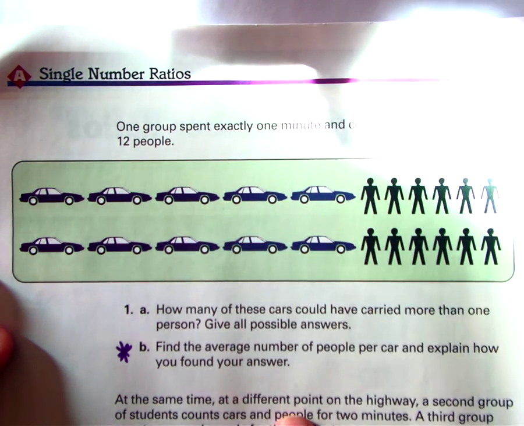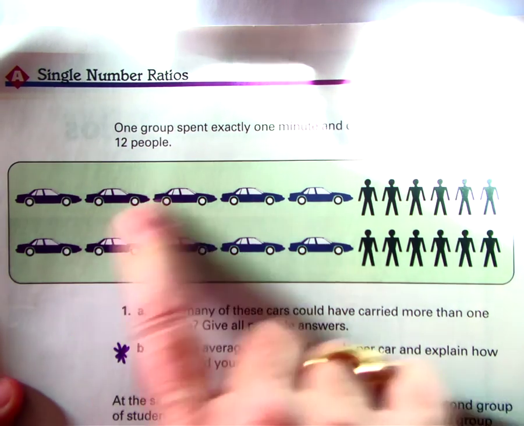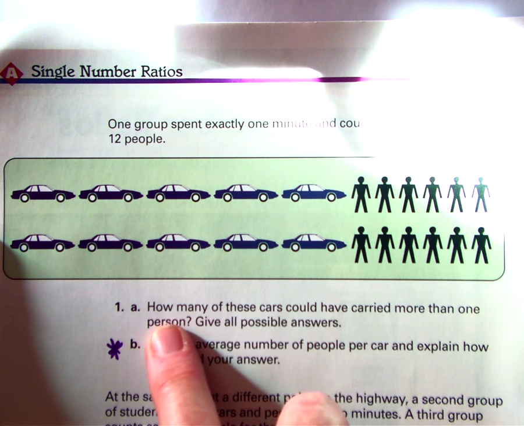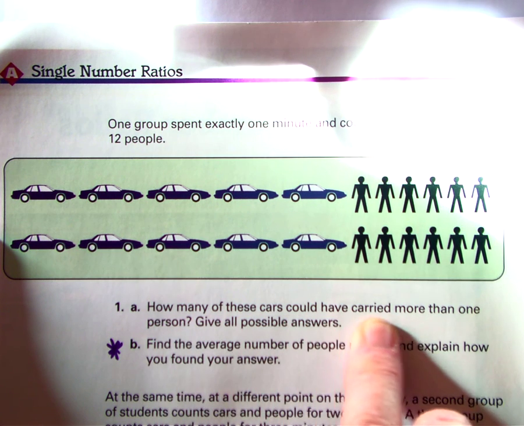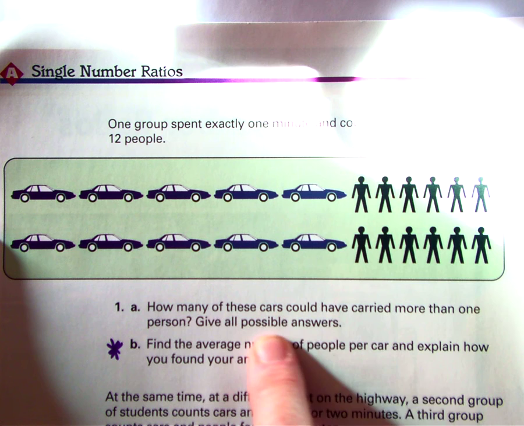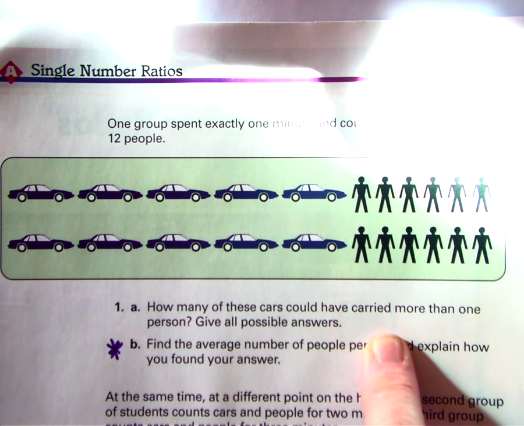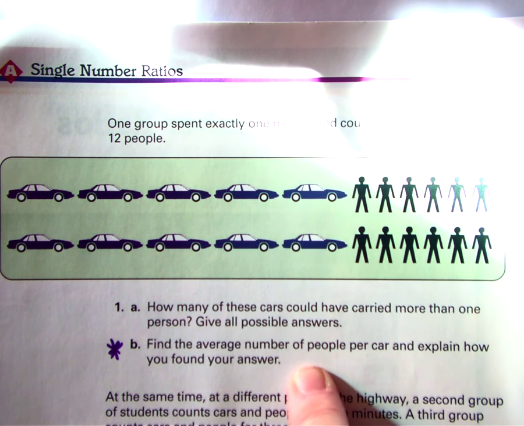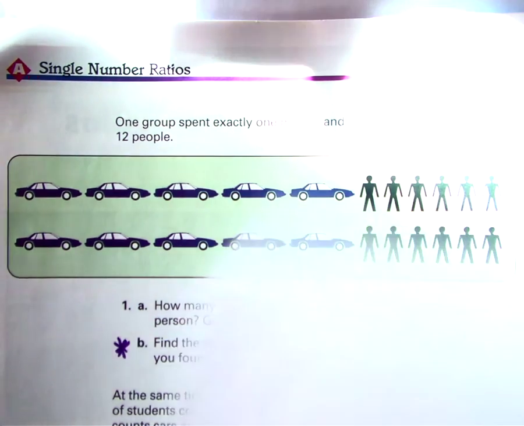One of the groups in the class spent exactly 1 minute and they counted 10 cars and 12 people. And they made a picture here of 10 cars and 12 people. Question 1A. How many of these cars could have carried more than one person? Give all possible answers. Before you answer it, you need to think. Did every car have to have one person? Why or why not? All right, now you may pause the tape, write your answer, make sure you echo the question.